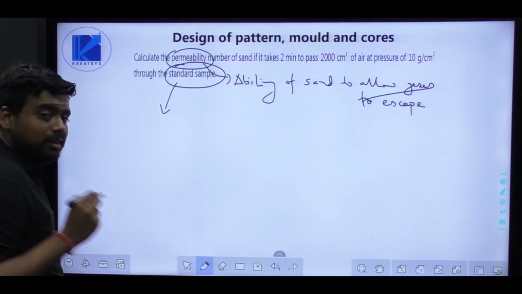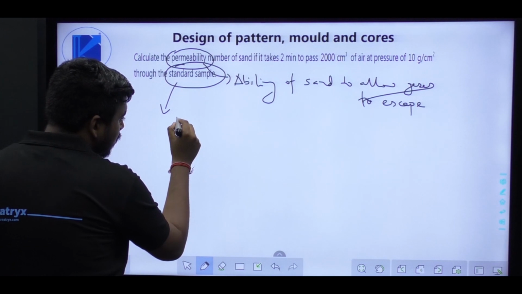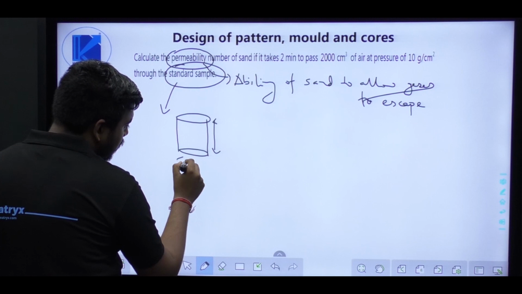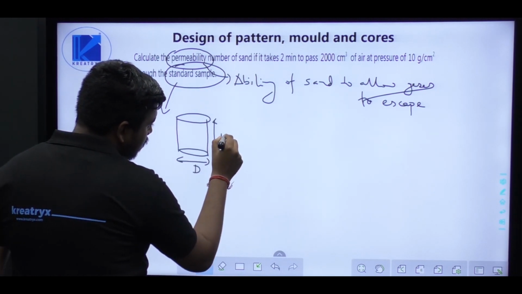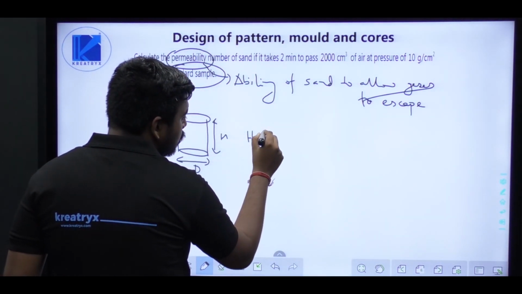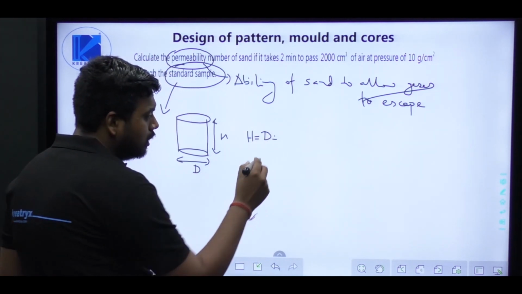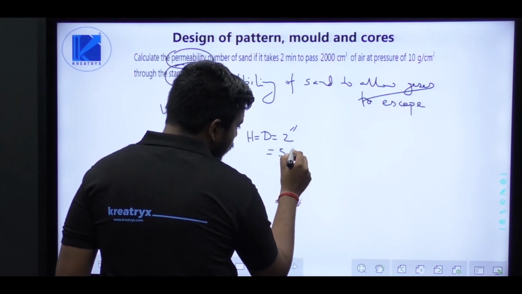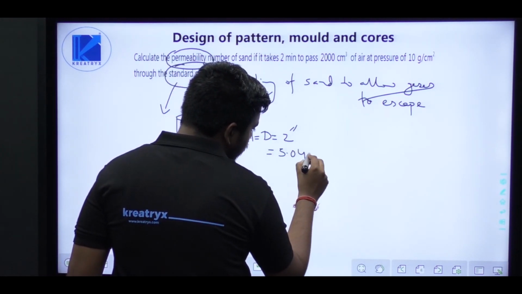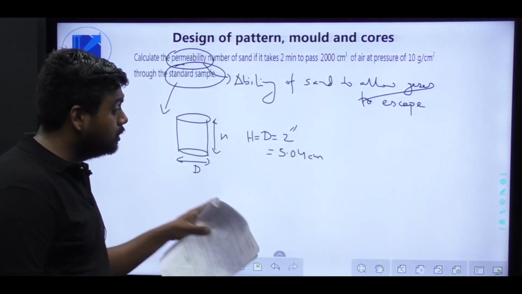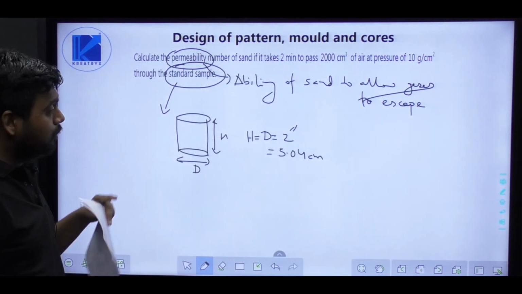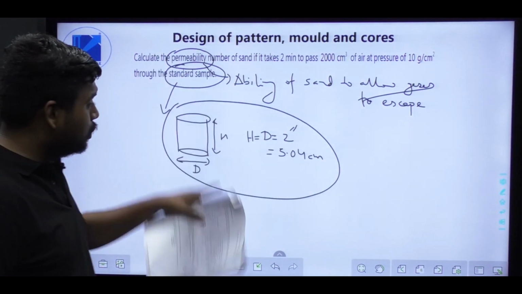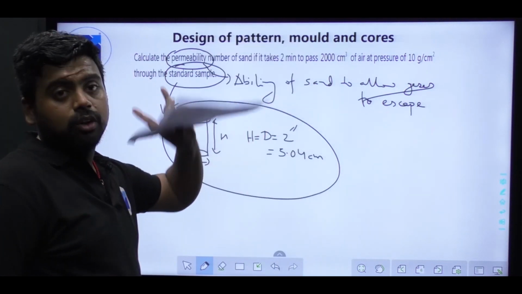The standard sample is a cylindrical structure having a height h and diameter d, in which h is equal to the diameter, which is equal to 2 inches, or we can write it as 5.04 centimeter. So this is the standard sample, and you have to remember this, very important, because if you don't know this part, you won't be able to solve this question.